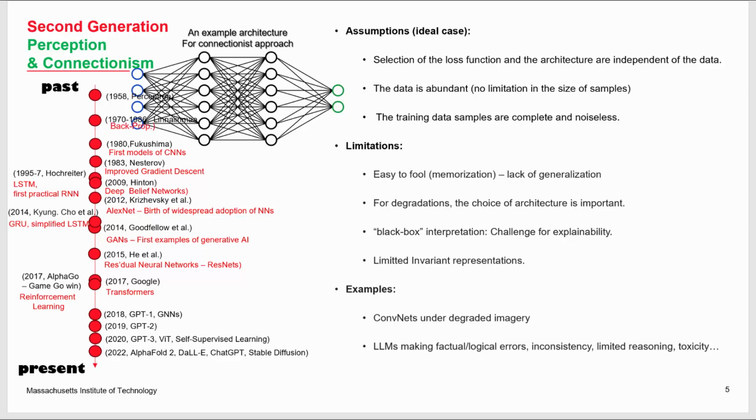And fourth, one of the desirable properties of connectionist models is to develop inherent invariant representations, which helps with the generalization capabilities. Unfortunately, building a large breadth of invariance within such networks is very, very challenging and may require unique changes in the training regimens. And there are dozens of examples that demonstrate the serious limitations of the second generation of AI. Two of them are presented here. One is ConvNets under degraded imagery, and the other is large language models, which hallucinate about the data they ingested during training, which leads to logical errors, inconsistency, limited reasoning, and toxicity.